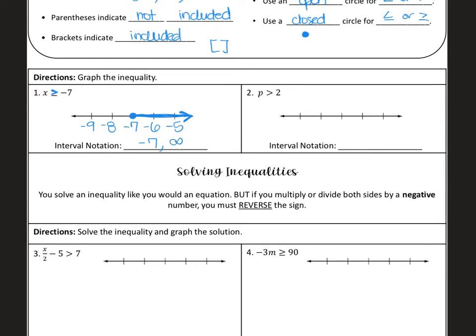And again, you can't contain infinity, so it needs to be parentheses around infinity. And then since -7 is actually a solution to this inequality, it's going to be a bracket around -7. And that's because x is greater than or equal to -7 in this case.